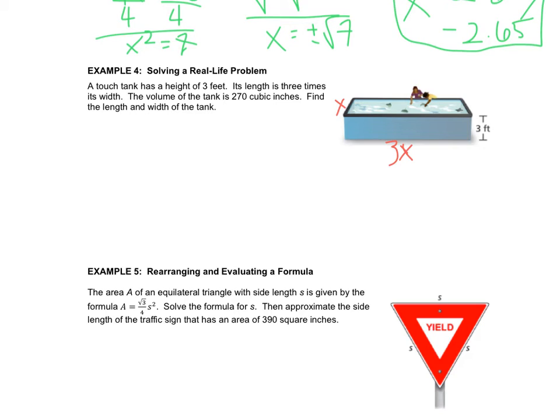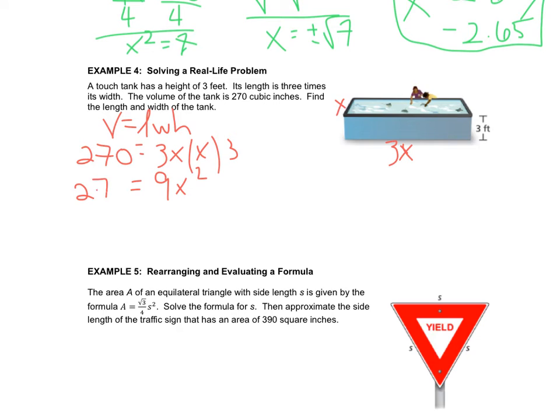Okay? Now volume, this is a rectangular prism, so volume is length times width times height. The volume we know, they give it to us as 270 cubic inches. The length is 3x, the width was x, the height is 3. So when I multiply that together, that's going to give me 9x squared equals 270. Divide by 9.